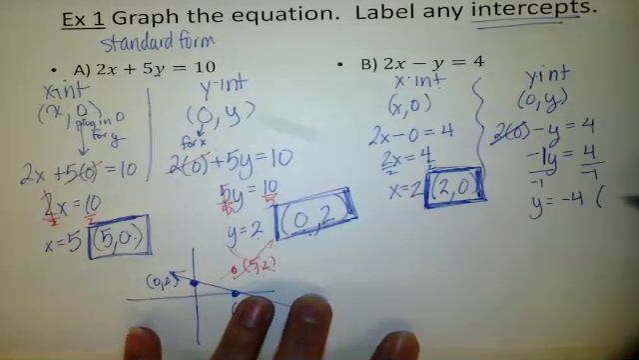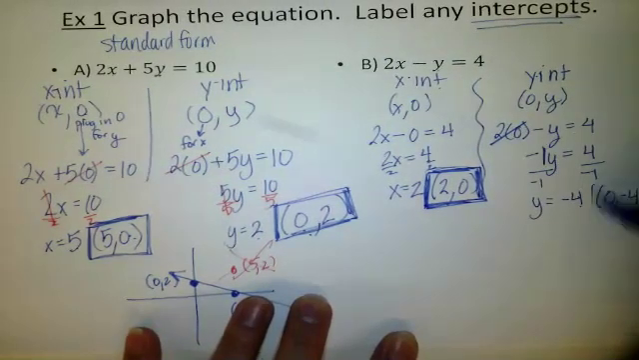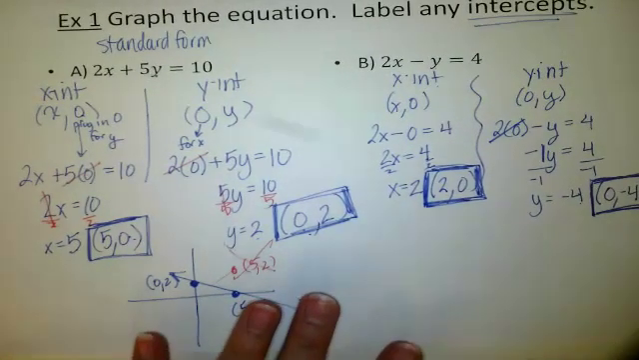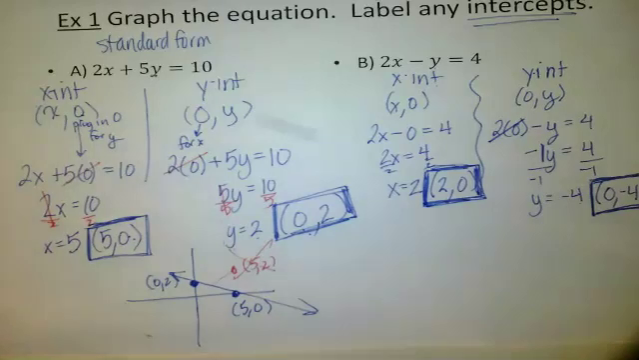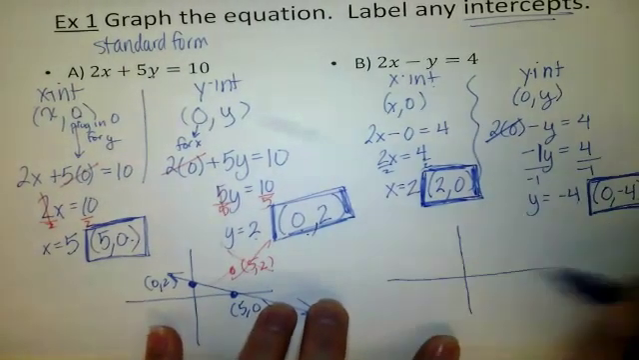So that ordered pair would be 0, negative 4. 0 that we plugged in for the x value, negative 4 was the result. All right, how easy is this? Go ahead, and now we're going to plot it, label it, and connect the dots.